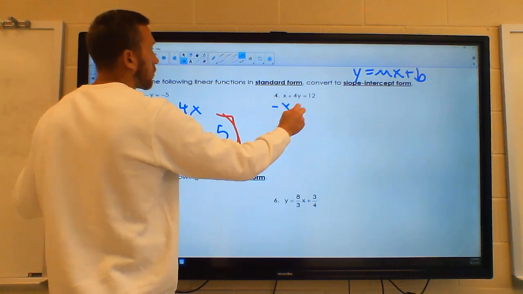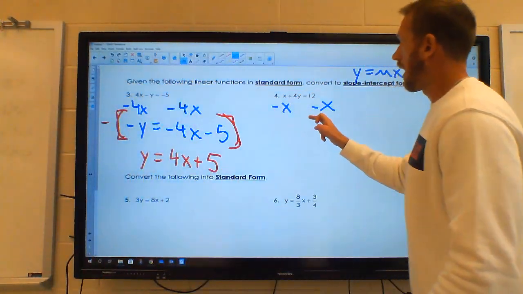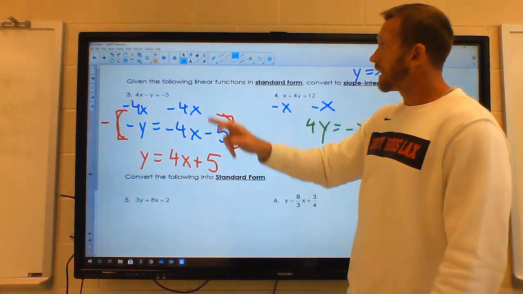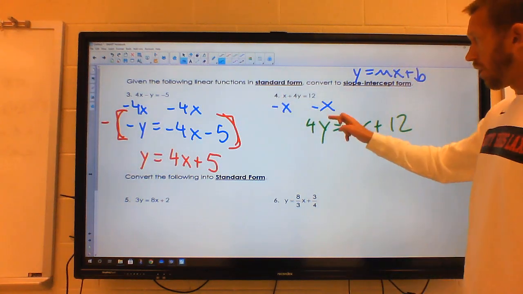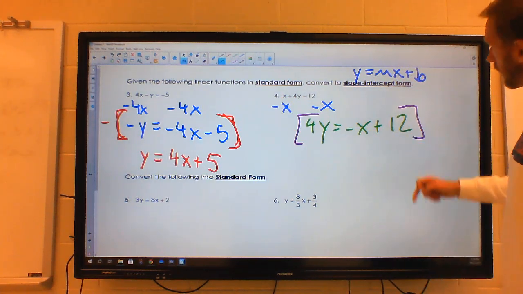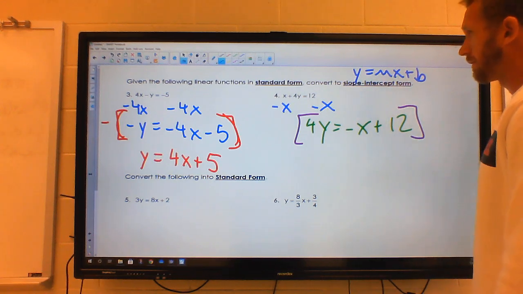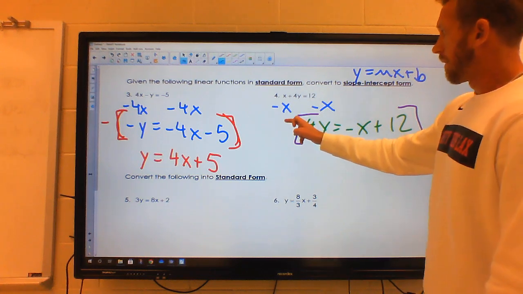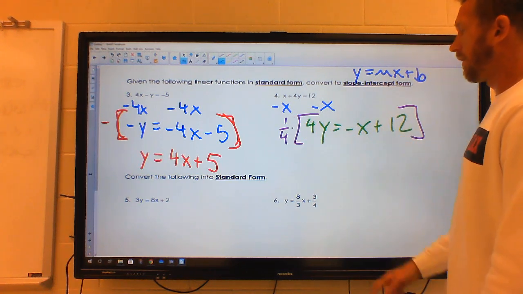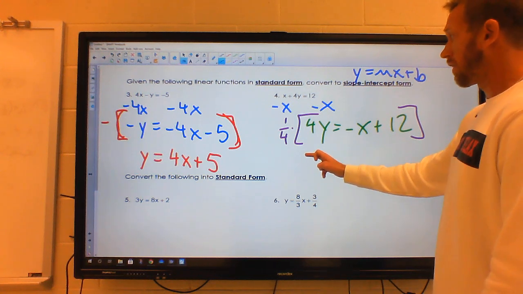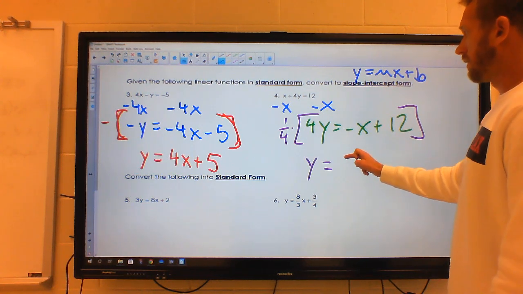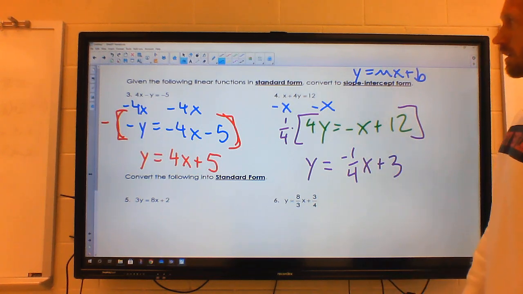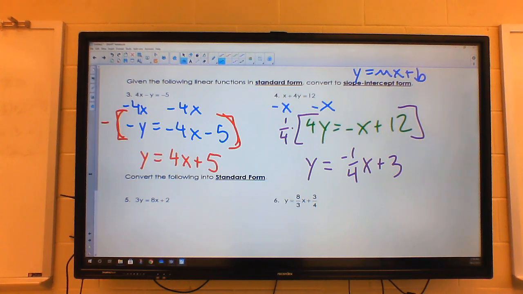Over here, we're going to subtract x. So we've got 4y equals negative x plus 12. Again, if this is too fast for you, feel free to pause, rewind, whatever. It's a video. I'm just showing you all the steps. Go at your own pace. Okay? So I subtracted x over there. I'm going to multiply by 1/4 to cancel out with this 4. I'm going to do that to every term across our equation. y equals negative 1/4 x plus 3. So that would be that in slope-intercept form.